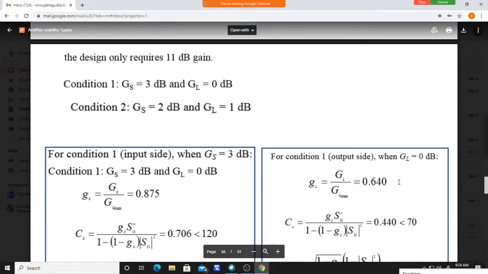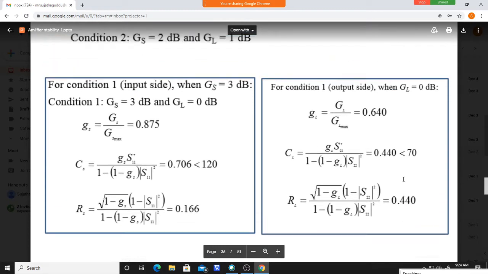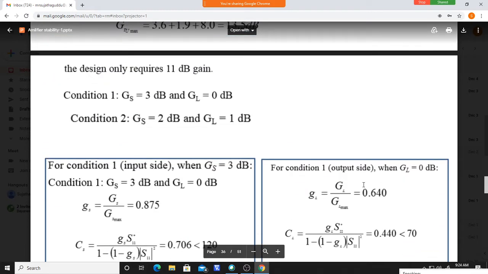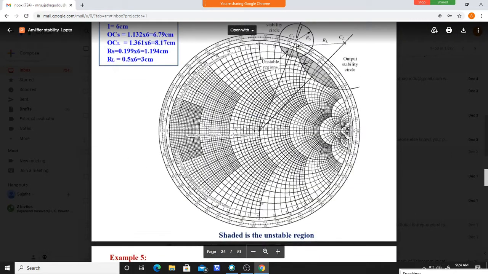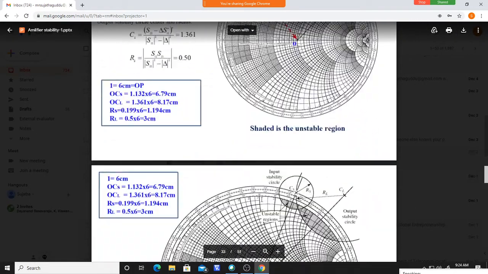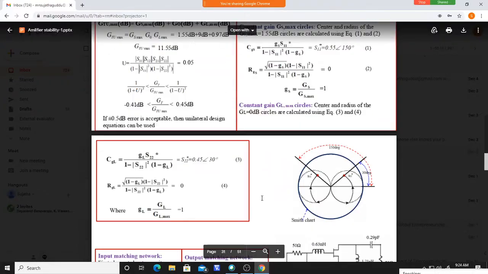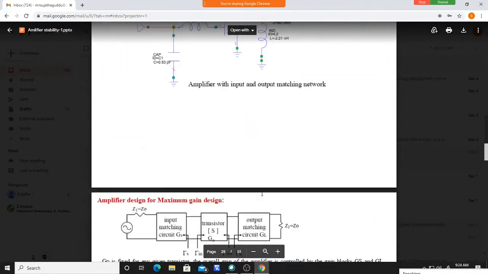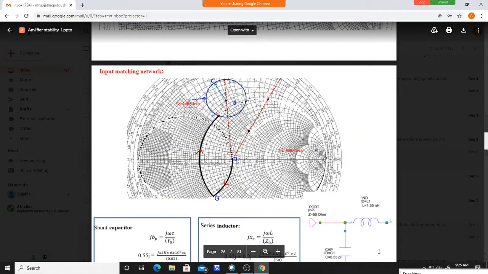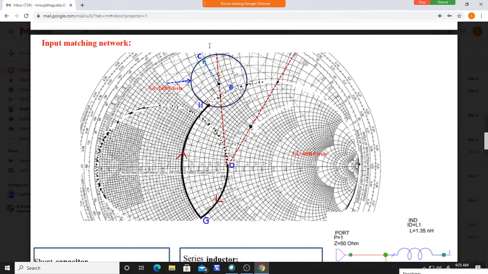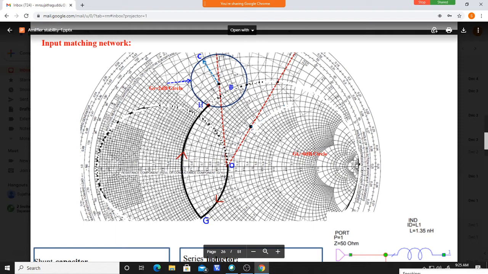Okay, so this is about amplifier design. As we were discussing, this impedance matching network. Once the gain circles are drawn, like we were drawing gain circles, this is a gain circle, a constant gain circle. We will be drawing like this. After drawing the gain circle, this is for the input gain circle.